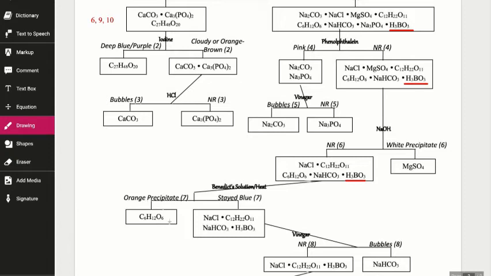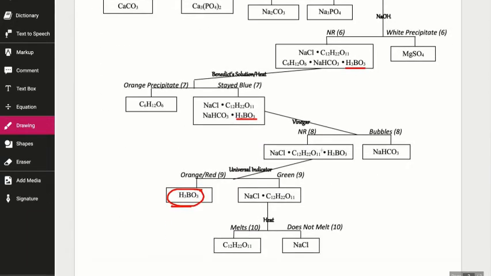It doesn't make an orange precipitate with Benedict's solution when we test it. It's over here. It's no result, stayed blue. Then we test it again with vinegar. It doesn't bubble. It's right here. Only the NaHCO3 bubbles. So this has no result, boring. And then finally, we test it with the universal indicator, and it's all by itself.